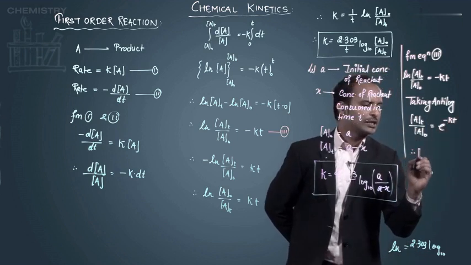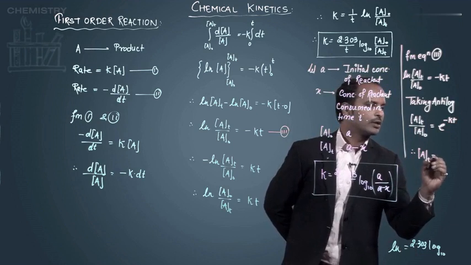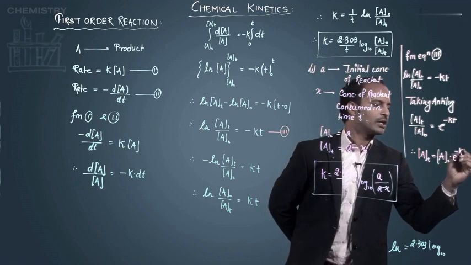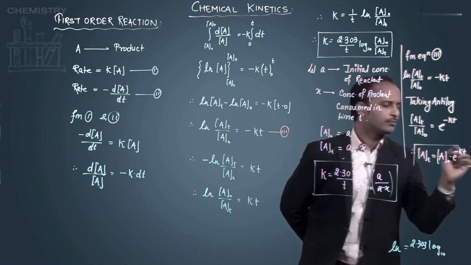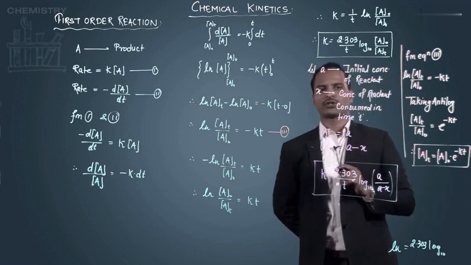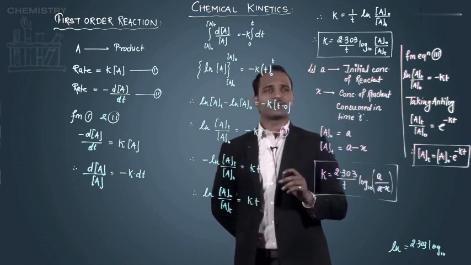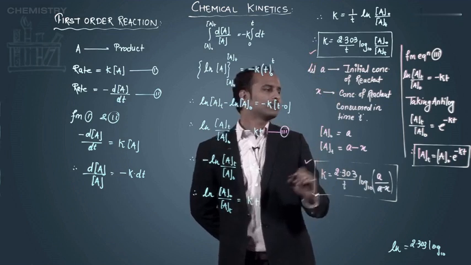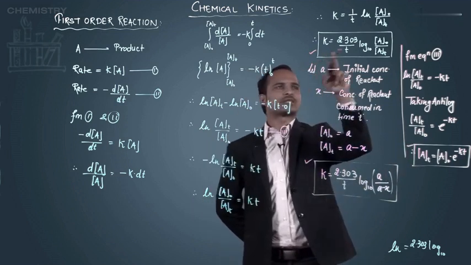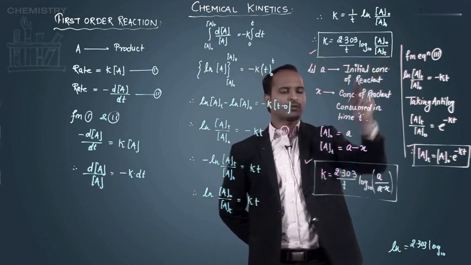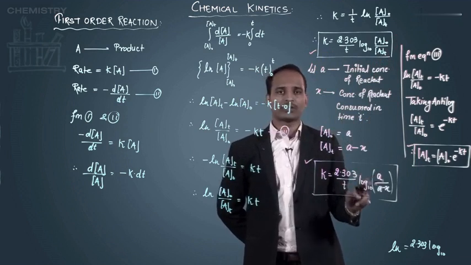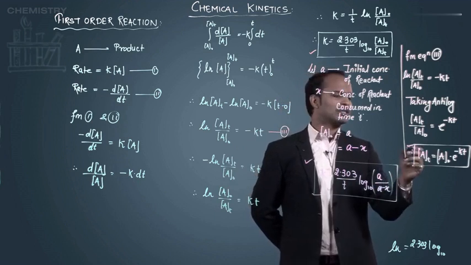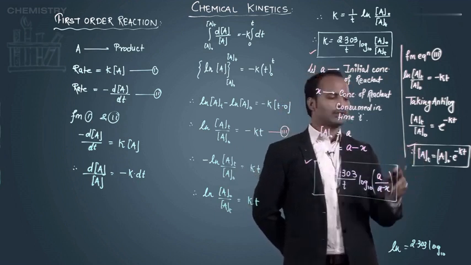So here I can write AT is equal to A0 into e raised to minus kt. This is the third form for the first order reaction. So ultimately we have three different forms for the first order reaction. This is the first, second, and this is the third one. The first is in terms of the initial and the left amount. The second is in terms of the initial amount and the amount consumed, that is X, and this is the exponential form, and this exponential form formula is sometimes asked in MCQs.